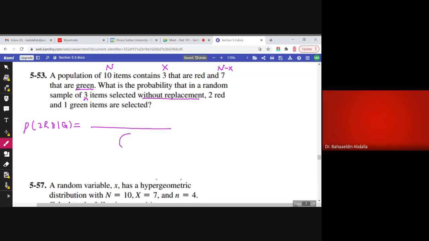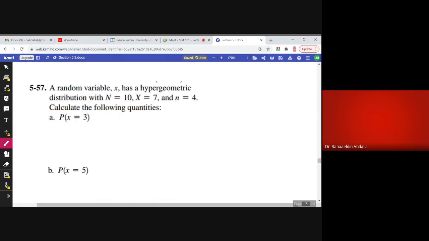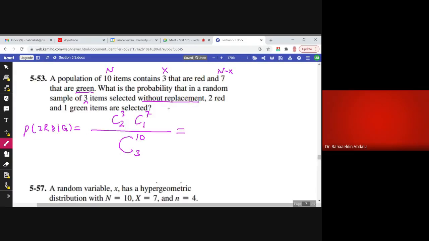Okay, in total, how many items do we have? Capital N is 10. What is the sample size? 3. We will select 3. These 10 are divided into 3 red and 7 green. And these 3 you need to select, you need 2 red and 1 green. And you can use the calculator to find the answer. Another example: capital N is 10, capital X is 7, small n is 4. Let me mention something here.